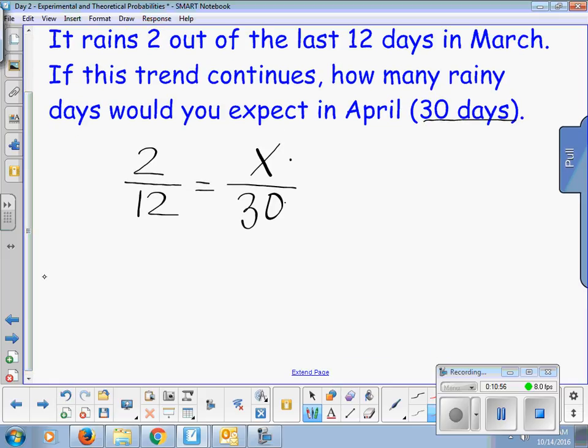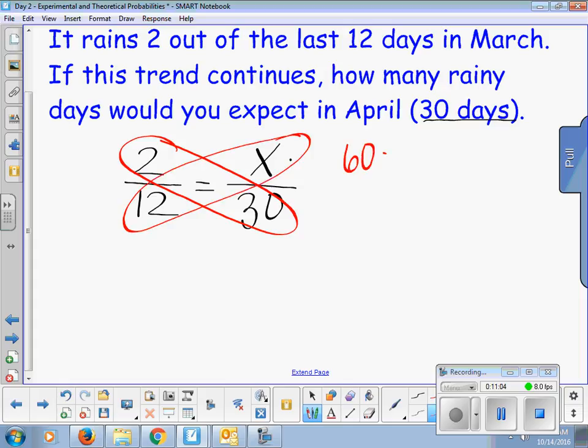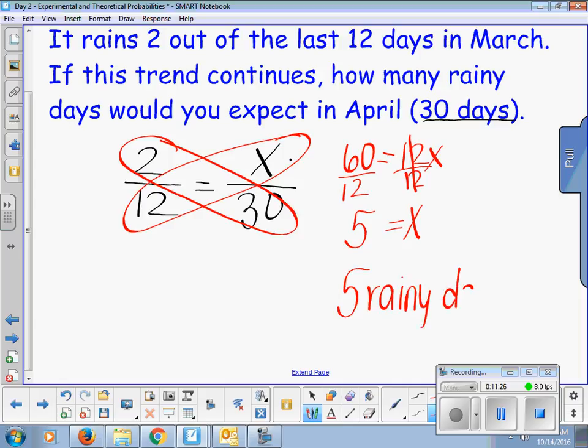To solve this, we are going to cross multiply. 2 times 30 gives us 60, and 12 times x gives us 12x. We now have a one-step equation. 60 equals 12x. How do we get x by itself? Divide by 12. This cancels. We're left with x equals 60 divided by 12, which is 5. So we would expect 5 rainy days in April.